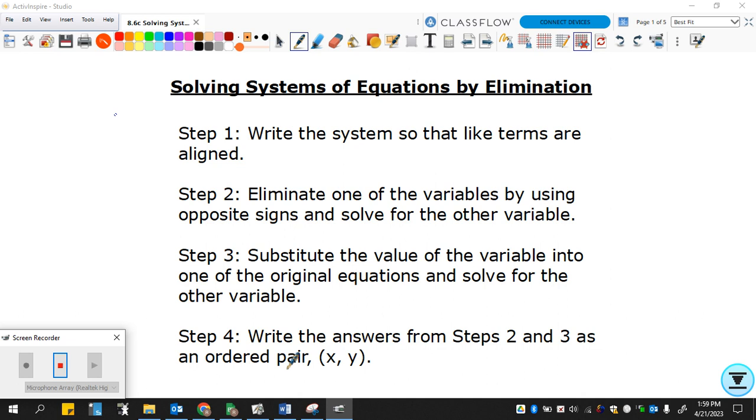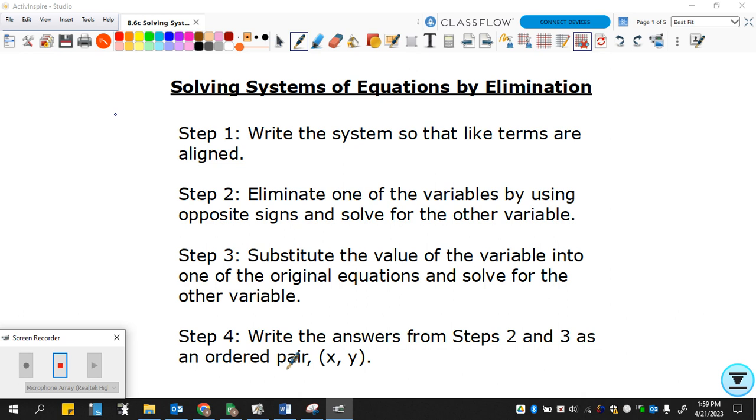Sometimes we have to do some manipulation of the equations before we can get them to eliminate one of the variables. So once again, there are 4 steps in this one, so make sure you copy these 4 steps down into your notebook so you know how to do it.